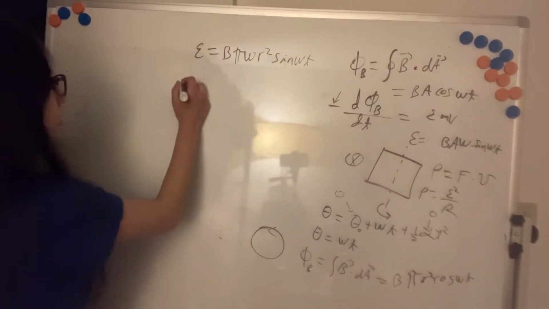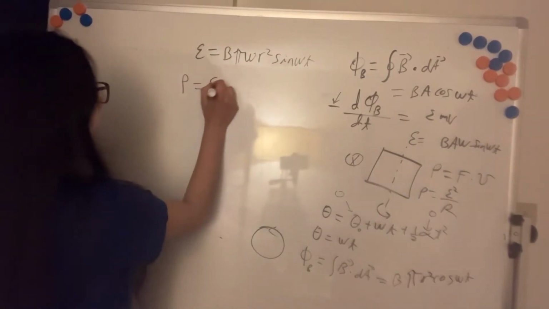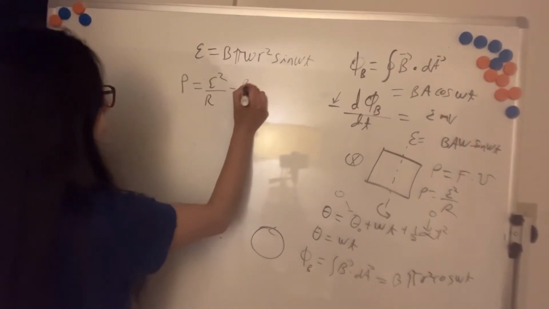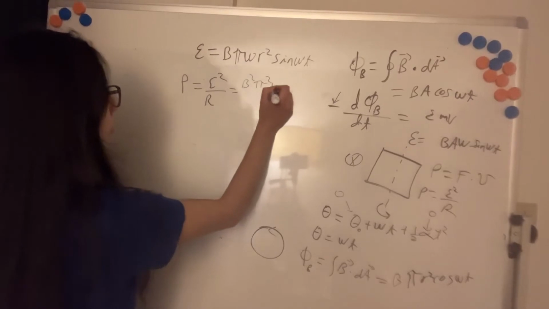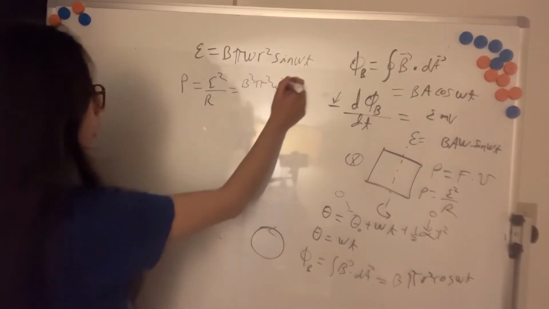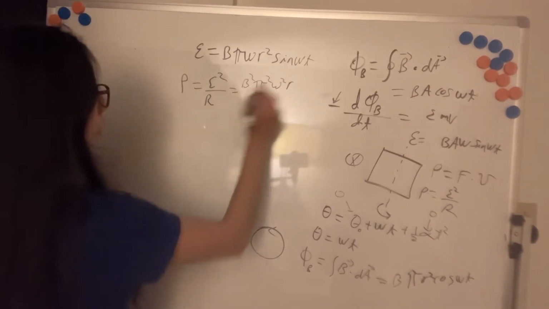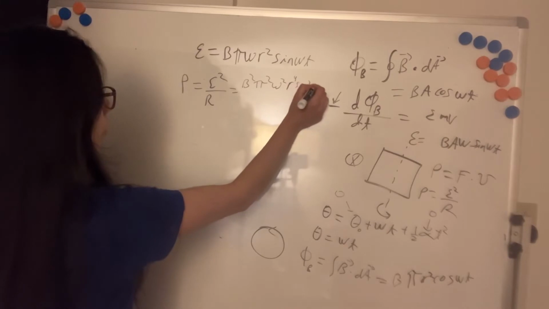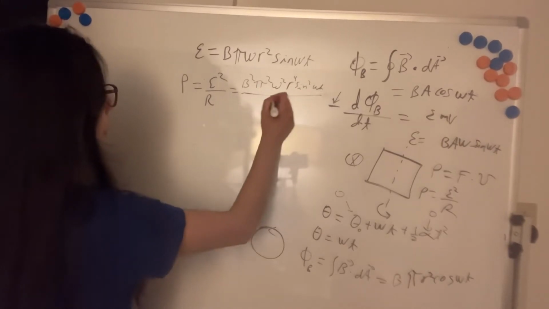And then the power would be electromotive force squared divided by resistance. So we would have B squared pi squared omega squared r to the power 4 times sine squared of omega t, and this divided by R.